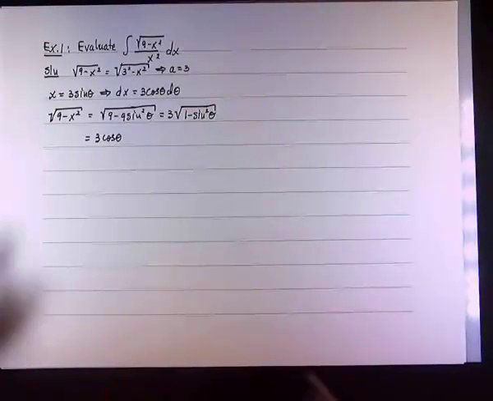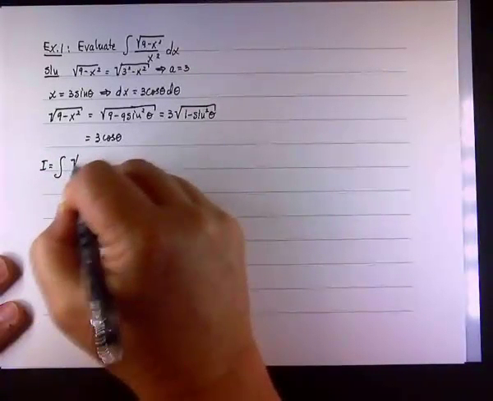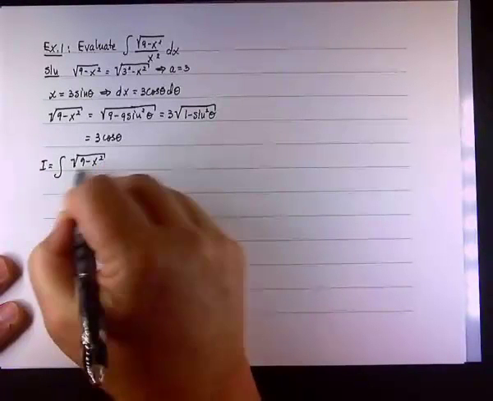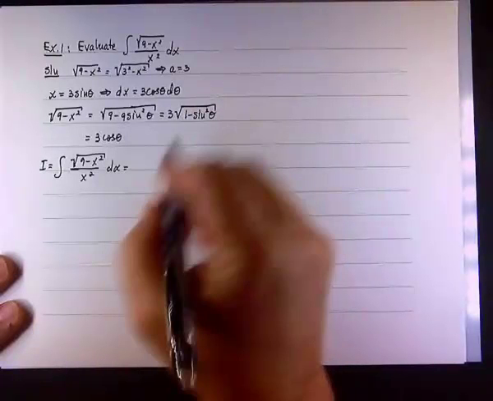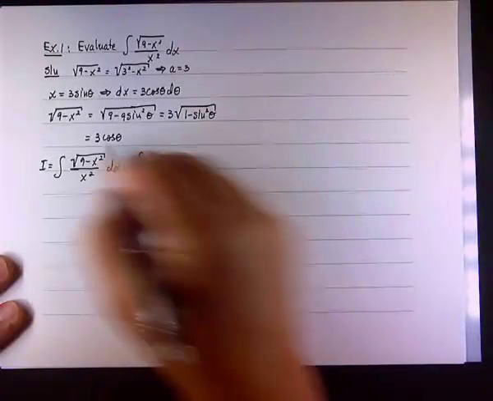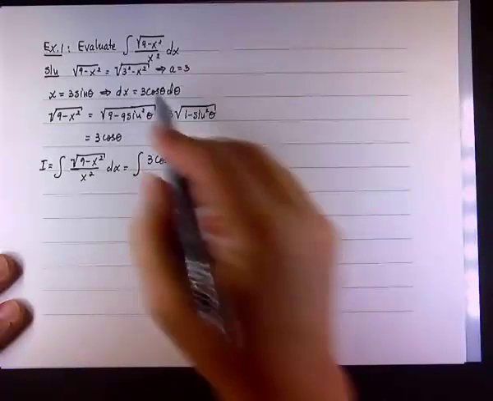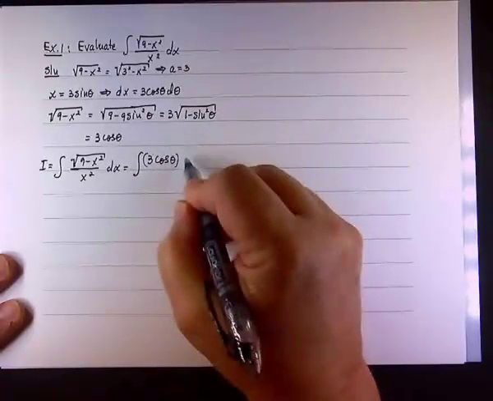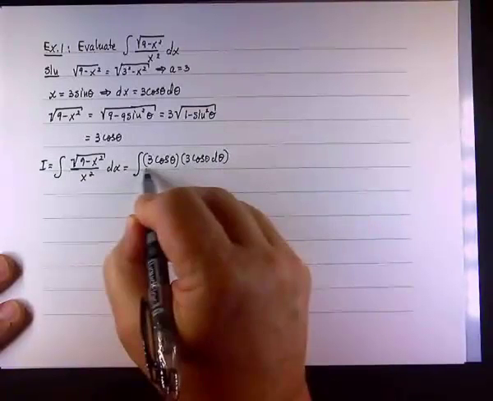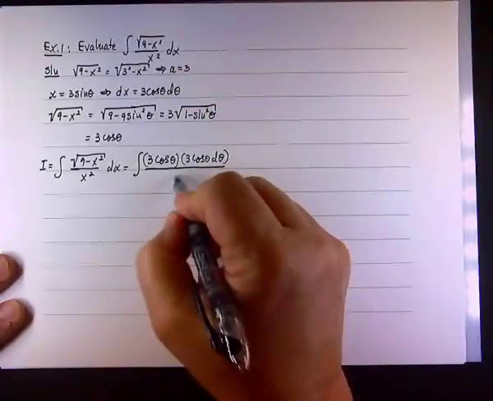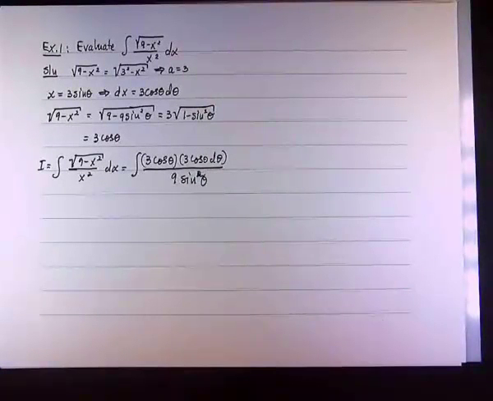And now you can see the beauty of this substitution. If we call the integral I, we started with the square root of 9 minus x squared over x squared dx. Now the numerator becomes simply 3 cosine theta. Let's not forget the dx. dx also is 3 cosine theta d theta. The denominator is x squared, which is simply 9 sine squared theta.